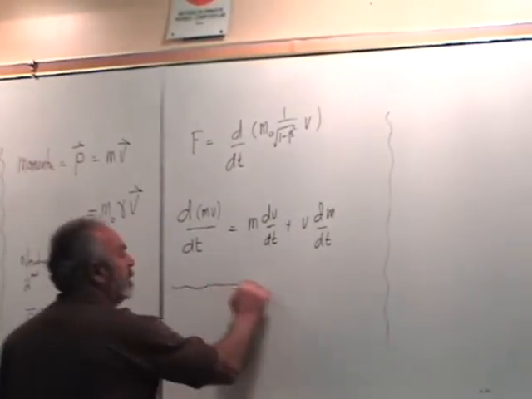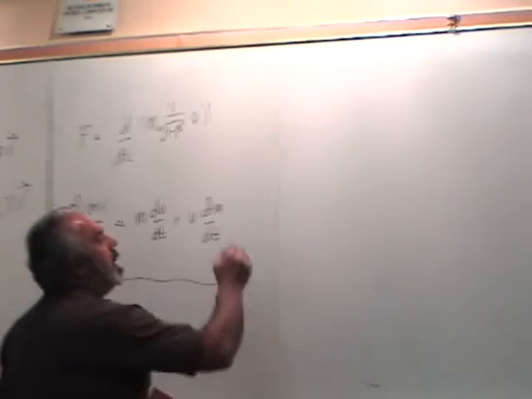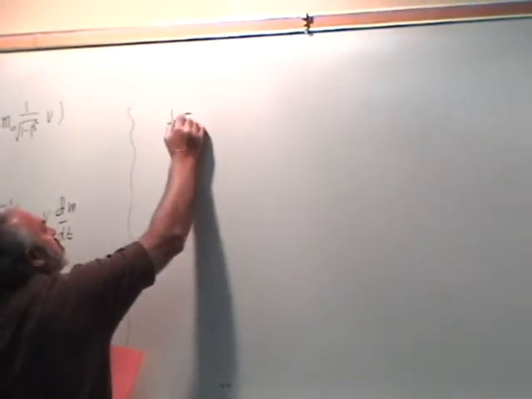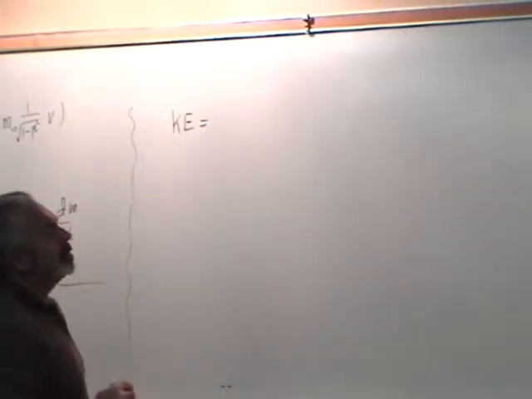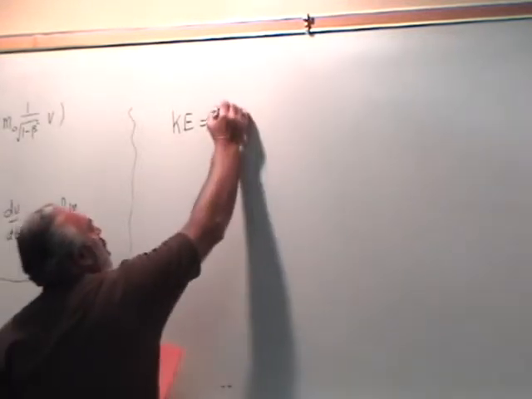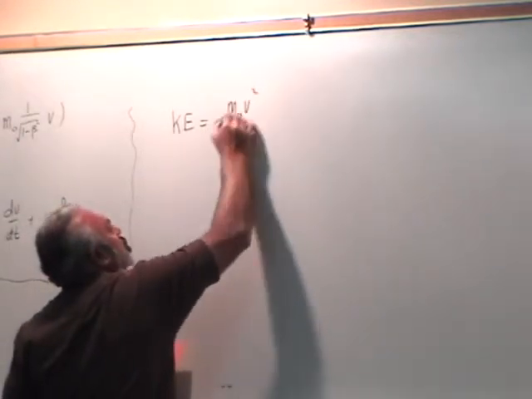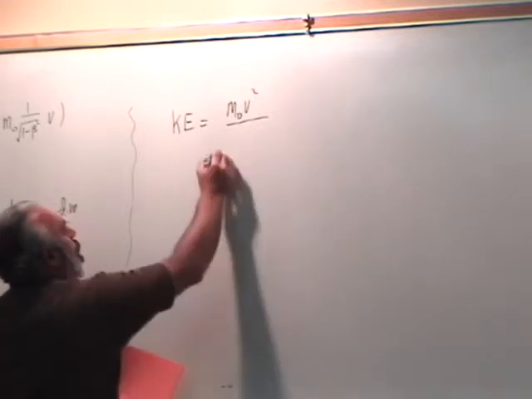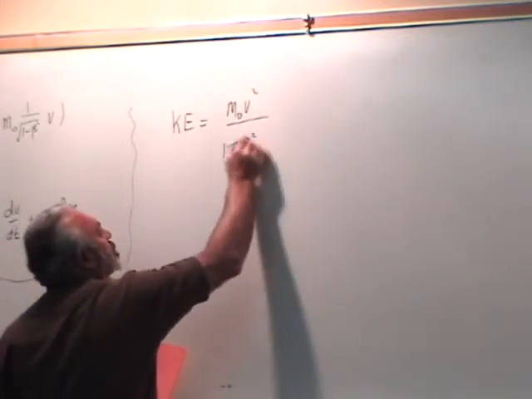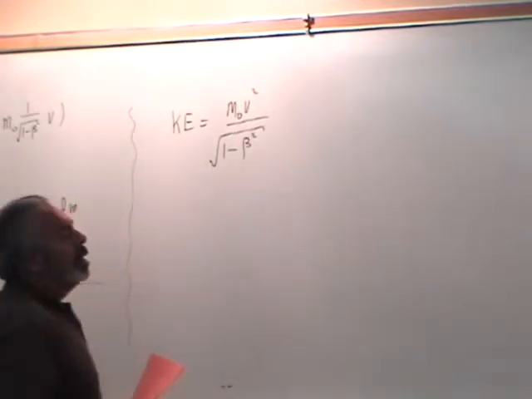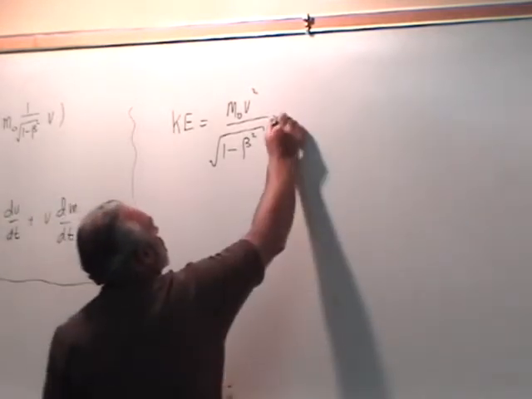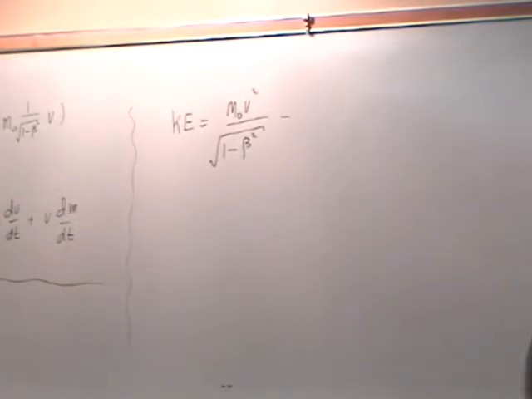Energy, what do we have? KE equals m naught v squared over 1 minus beta squared, minus m naught times this integral, so it should be this term right here. What's that?